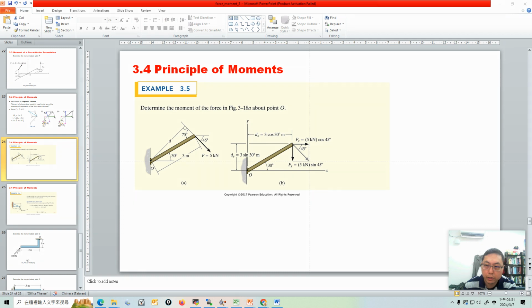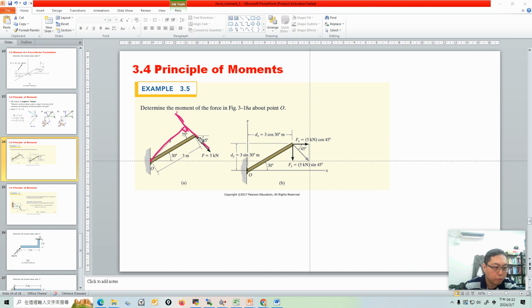A little explanation will be good. We draw a line of action here because the force vector is here. This is the line of action, and we find the perpendicular distance between the reference point and the line of action of the force. The magnitude of force times the lever arm is the moment. But in this problem, we have another way.